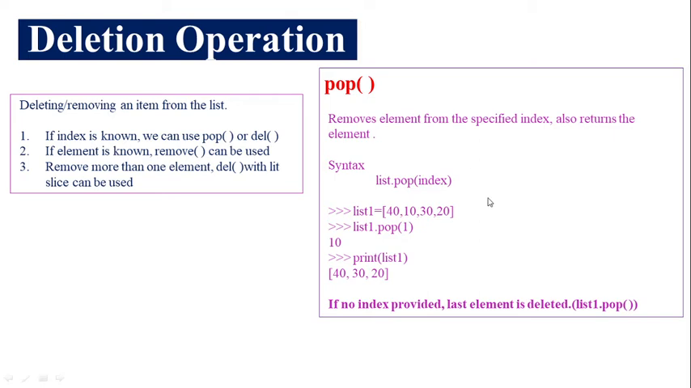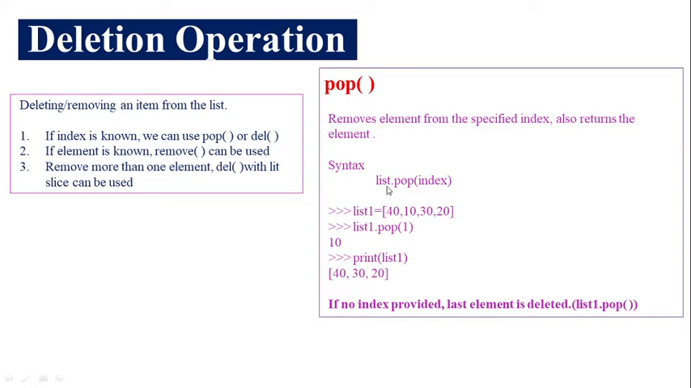So let's start with the pop function. The pop function removes an element from the specified index. We know the pop function takes an index as its parameter, and it also returns the element. These are the two key points associated with the pop function. It removes an element from the specified index, and it also returns the deleted element. We can store it in another variable because it returns a value.